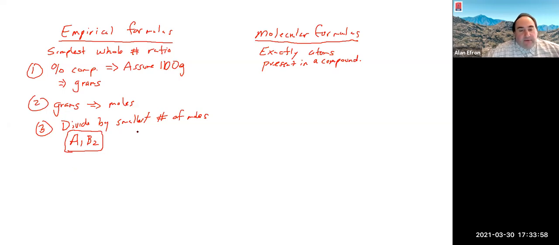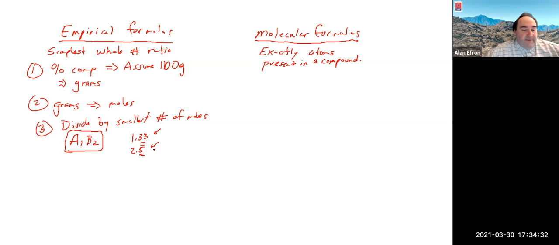Remember though, if we do the division part and we do not get a whole number, a number that's not right onto that whole number, like a 0.99, 0.98, or just over a whole number like 0.01, or if we end up dividing and get something like 1.33 or maybe a 2.5, these are numbers where we do have to find a common factor to multiply the empirical formula by to get us to a whole number.